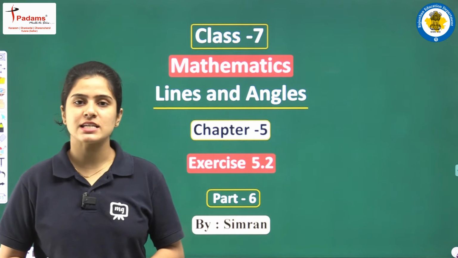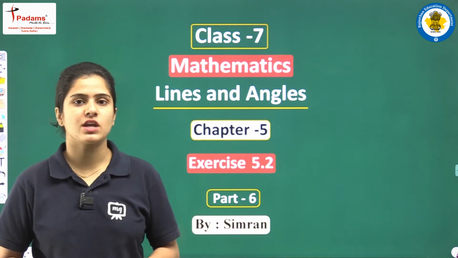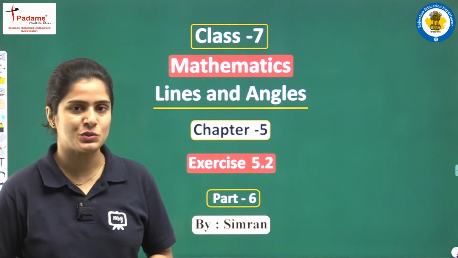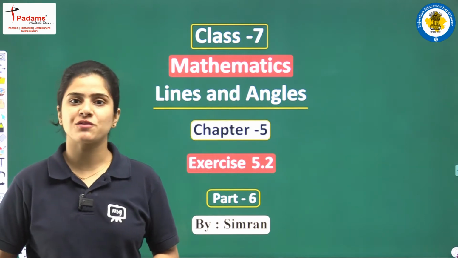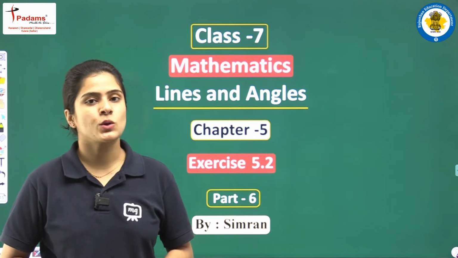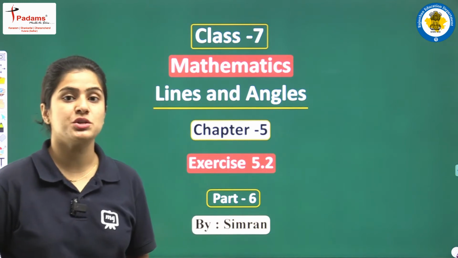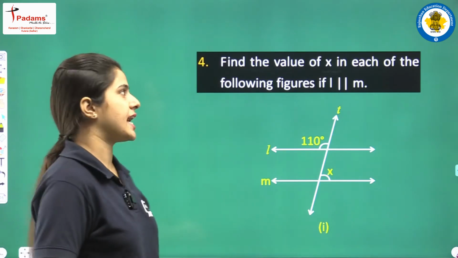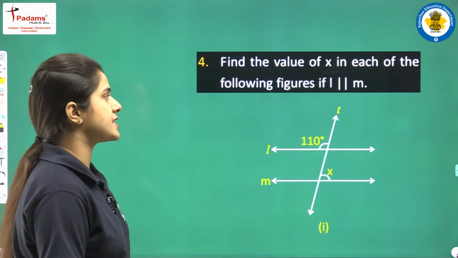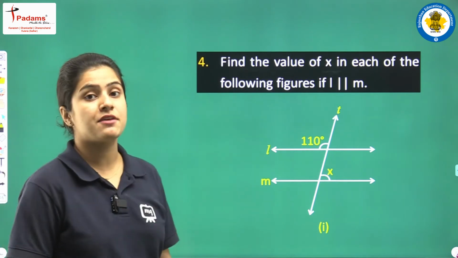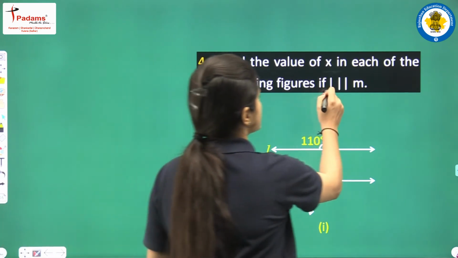Students, in the last class we have already practiced the first 3 questions of exercise 5.2. So today we will be doing the rest of the questions of this exercise. So students, have a look at the fourth question. What is the fourth question of this exercise? Find the value of x in each of the following figures if L is parallel to M.